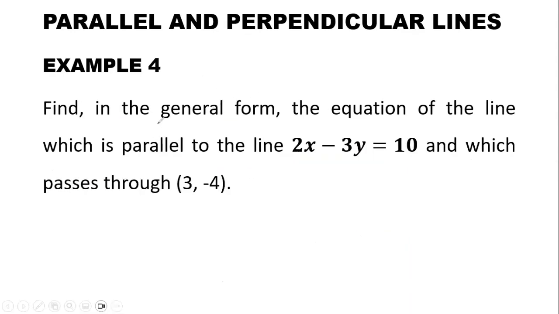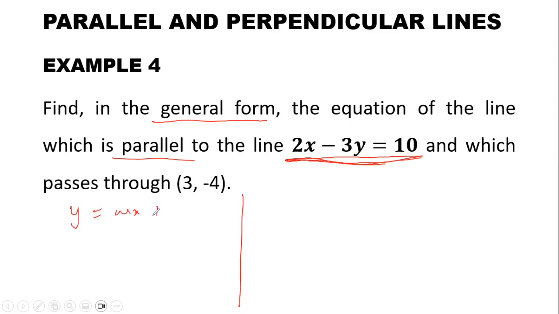Example 4. Find in the general form the equation of the line which is parallel to the line 2x - 3y = 10. First, we have to know the gradient of this line, 2x - 3y = 10. And to know the gradient, we have to rearrange it in the gradient-intercept form, which is y = mx + c. In this form, we can tell the gradient of the line.